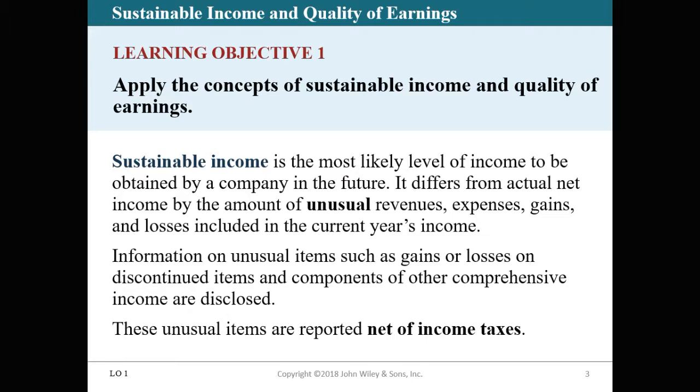This chapter focuses pretty heavily on sustainable income. This is the amount of income that a company is likely to be able to continue to obtain into the future. It disregards things such as unusual revenues, expenses, gains, and losses, and information on those items is typically found on the income statement and other comprehensive income.